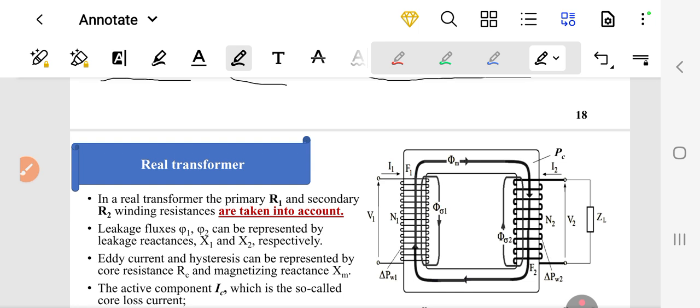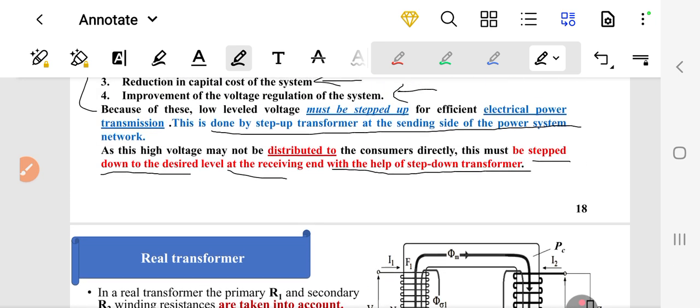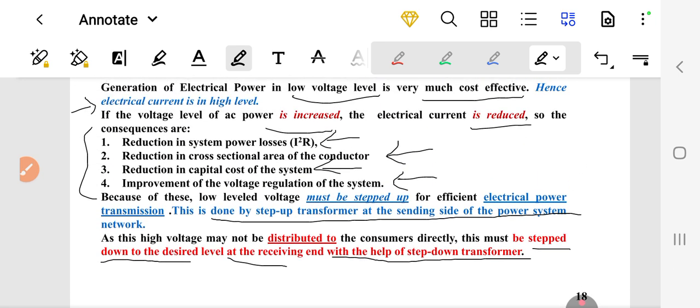We will be done now for this part on the ideal transformer. In the next part, we will talk about the real transformers.